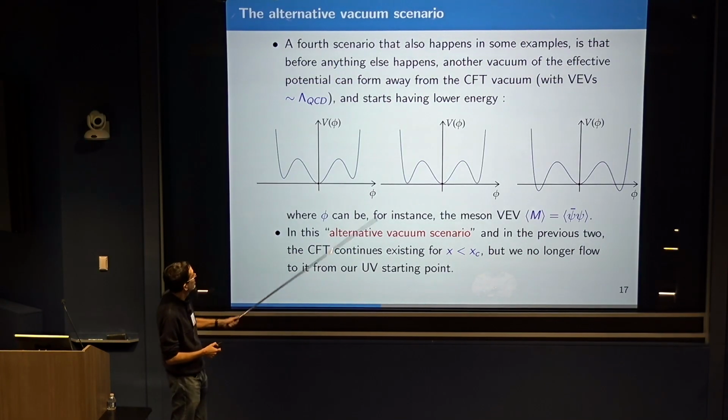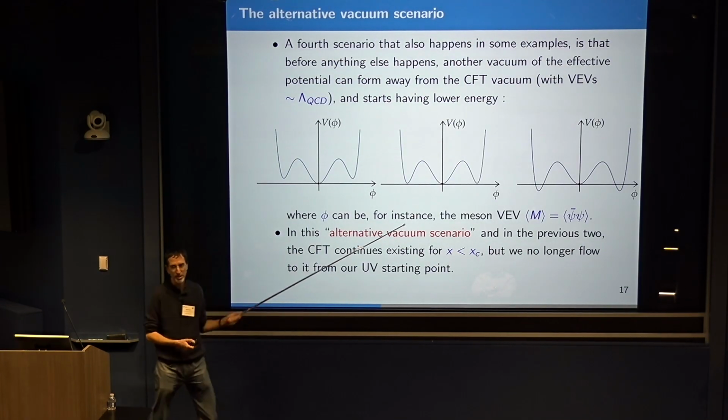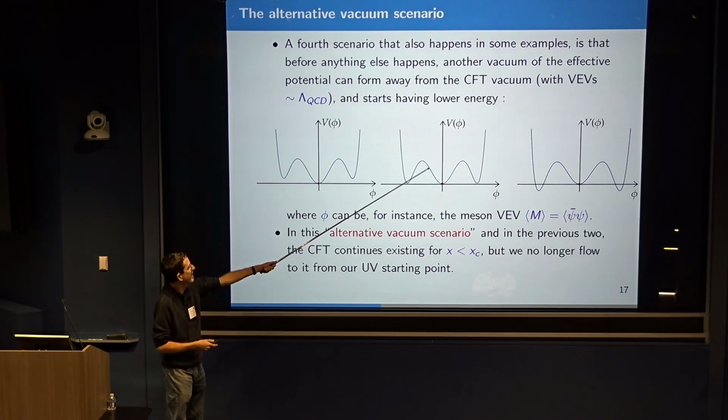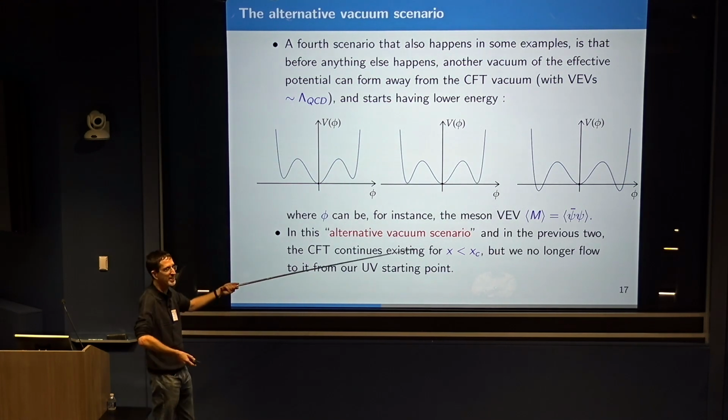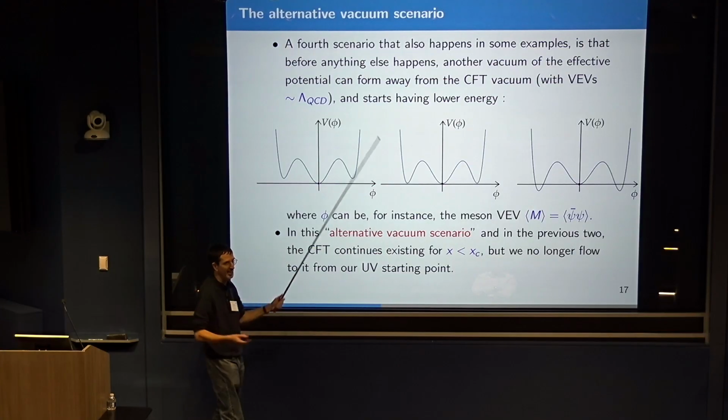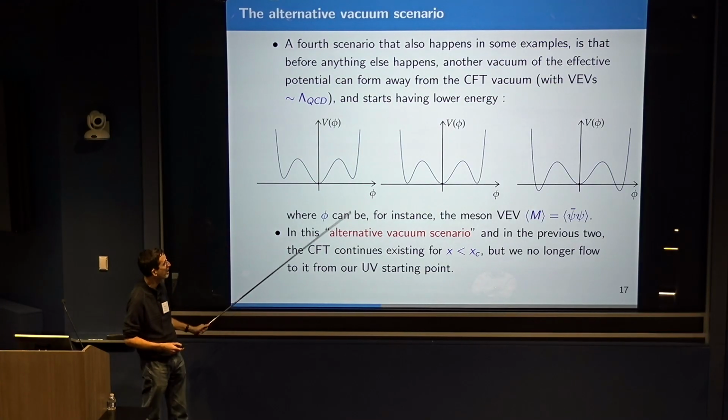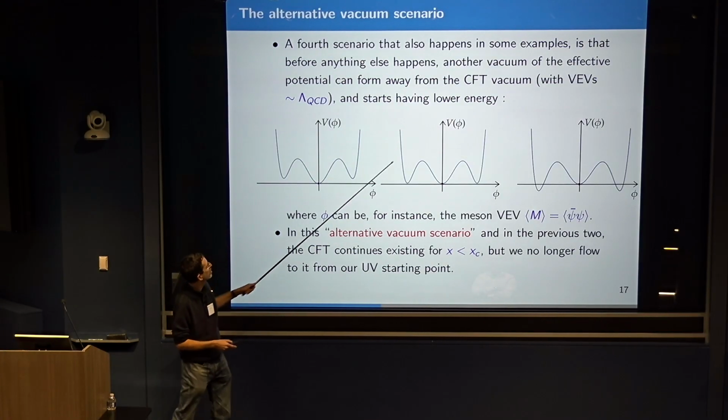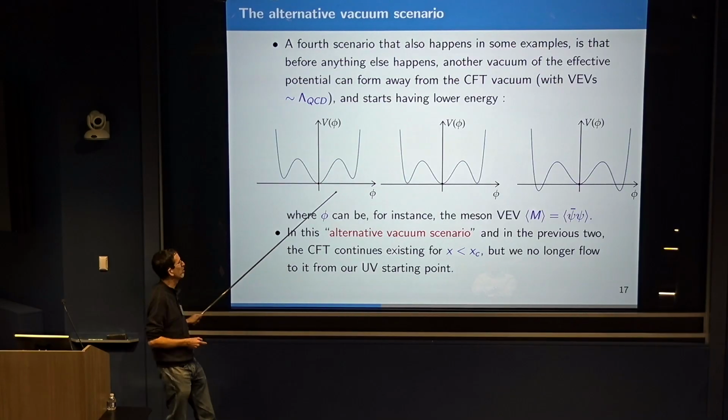So a final scenario is analogous to what would be a first-order phase transition in statistical mechanics. Namely, we have this effective potential, say, for the mesons. And another thing that can always happen and that is very difficult to rule out is that in this effective potential, we could just develop some other vacuum that's far away from our CFT vacuum.